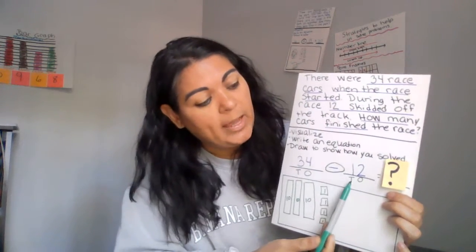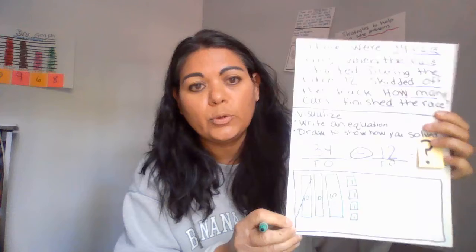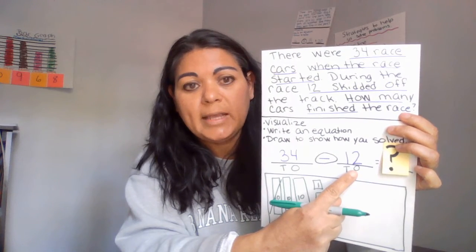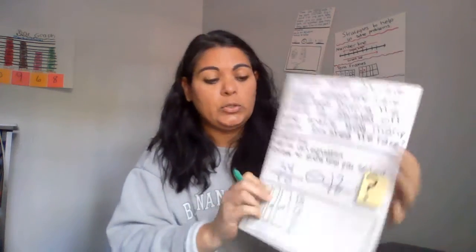How many 1s do we have? Are we taking away? We're taking away one group of 10. So let's represent that. Let's cross out one group of 10. How many 1s are we taking away? We are taking away 2 1s, or we also say 2 units.